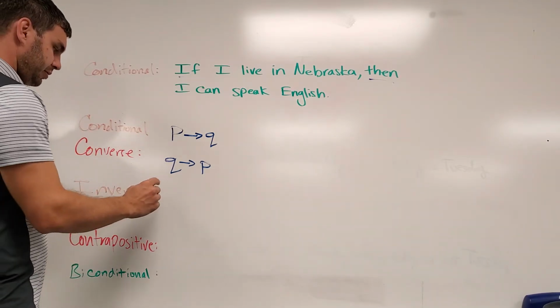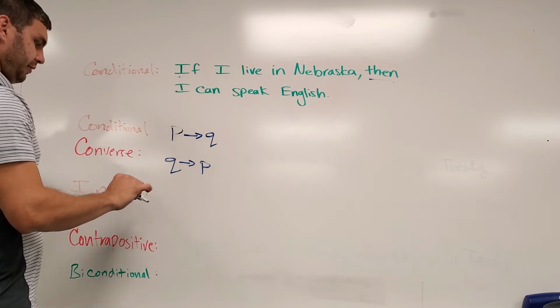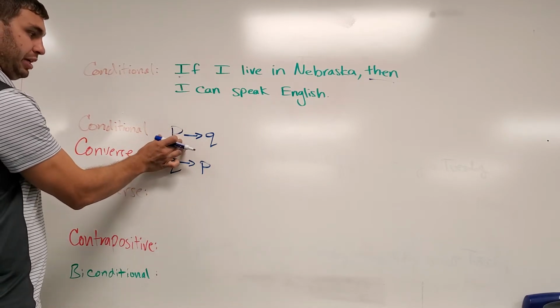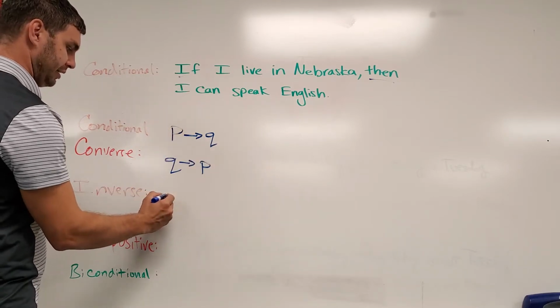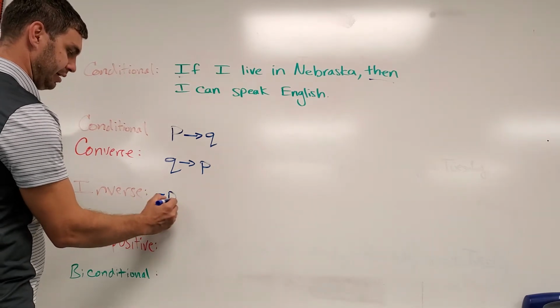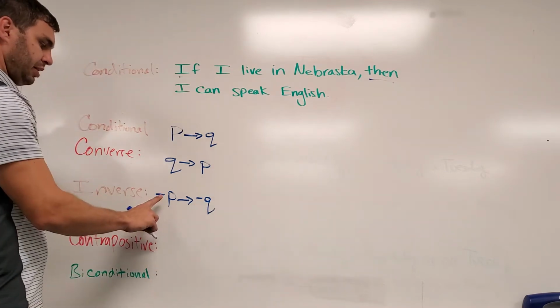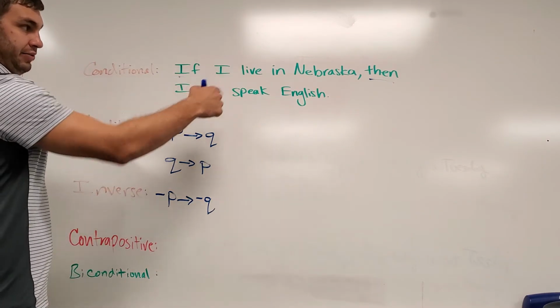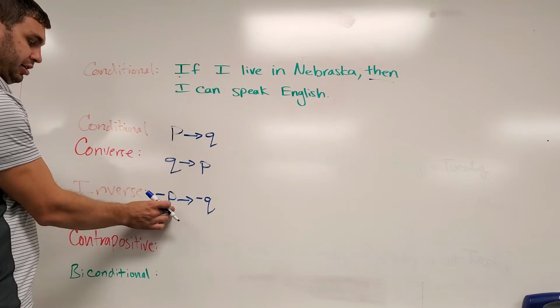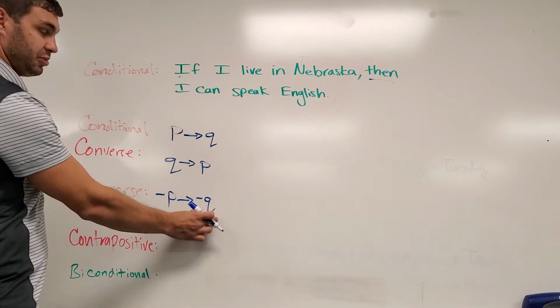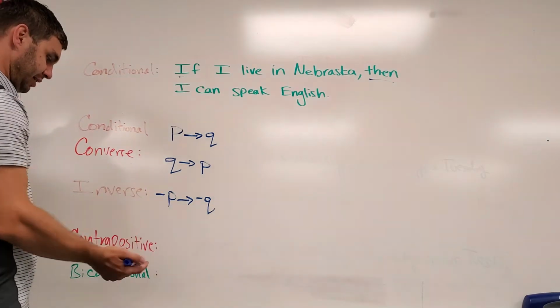The inverse would be if again it's the P first and the Q, but you use a not. So you might see a negative sign. So not P implies not Q. Or if I do not live in Nebraska, right, put that not in there. If I don't live in Nebraska, then I don't speak English. Again, that's usually not true.